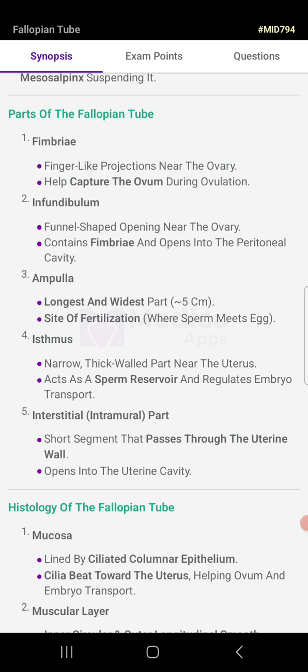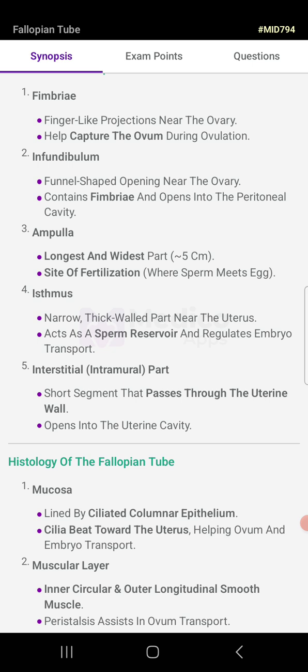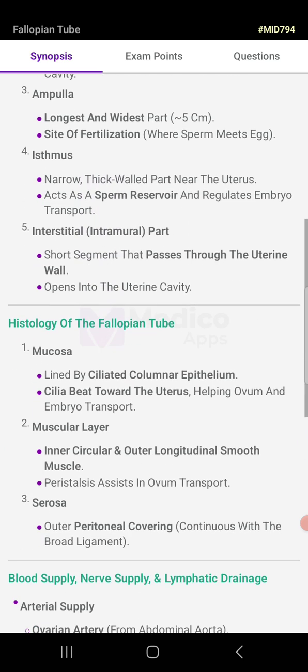Isthmus, narrow, thick-walled part near the uterus, acts as a sperm reservoir and regulates embryo transport. Interstitial, intramural part, short segment that passes through the uterine wall, opens into the uterine cavity.